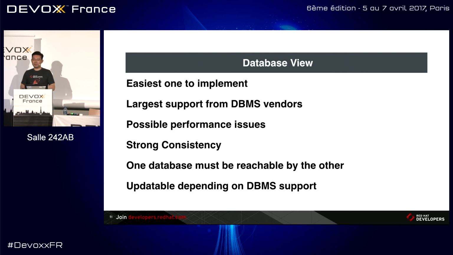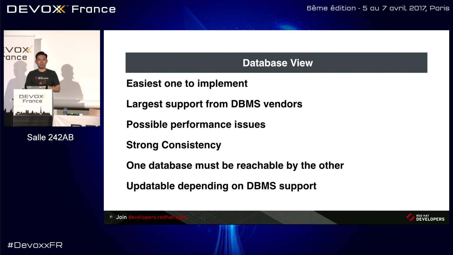Second option is a database view. This is the easiest one to implement, just create view. It has the largest support among the DBMS vendors, because as of this year, even embedded databases like SQLite and H2 have support for views, so there's no excuse for not using them. You might have some performance issues depending on your database and how you create your view. You have strong consistency because you're issuing transactions to the same database.